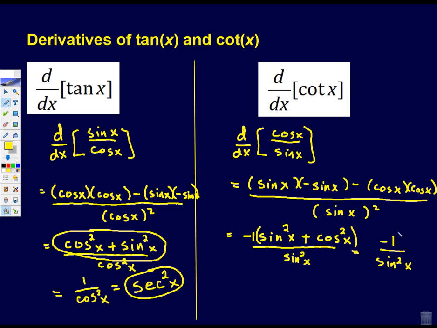And I'd like to do the same thing I did with the derivative of tangent x and replace 1 over sine squared with a trig identity, cosecant squared. And so the derivative of cotangent x, we will write as the negative cosecant squared function.